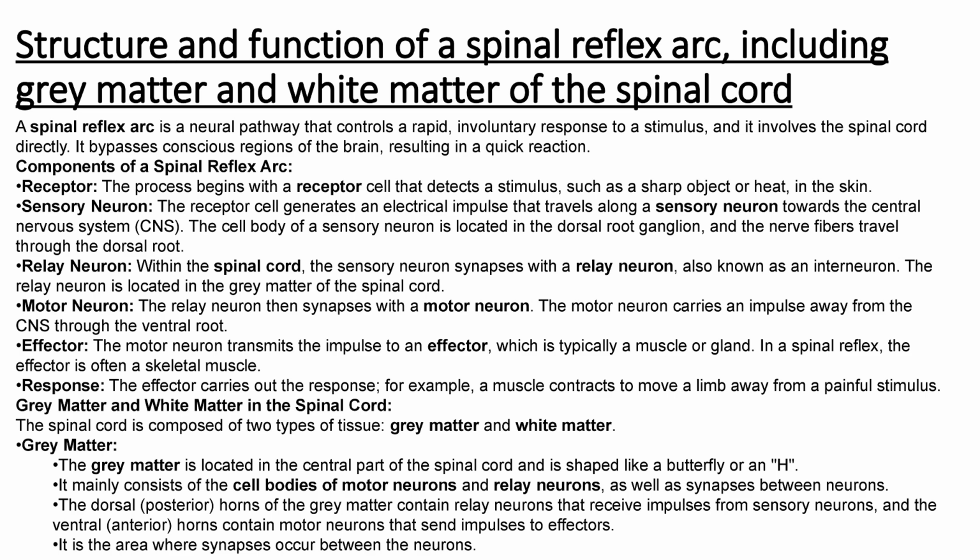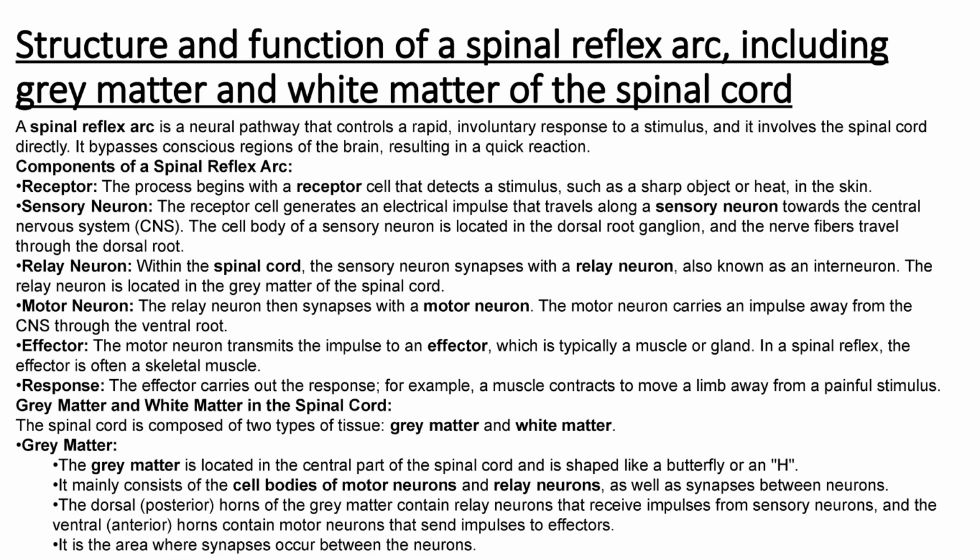This process begins with a receptor cell that detects a stimulus, such as a sharp object or heat, in the skin. The receptor cell generates an electrical impulse that travels along a sensory neuron towards the central nervous system. The cell body of a sensory neuron is located in the dorsal root ganglion, and the nerve fibers travel through the dorsal root. Within the spinal cord, the sensory neuron synapses with the relay neuron, also known as an interneuron. The relay neuron is located at the gray matter of the spinal cord. The relay neuron then synapses with a motor neuron.